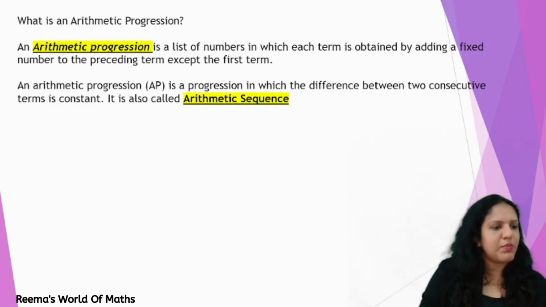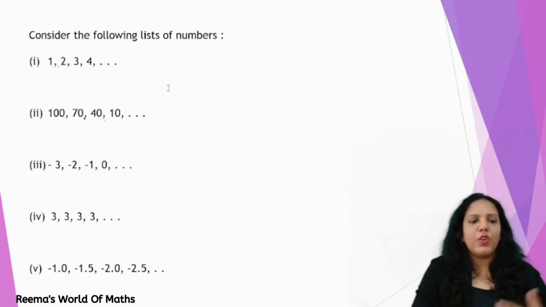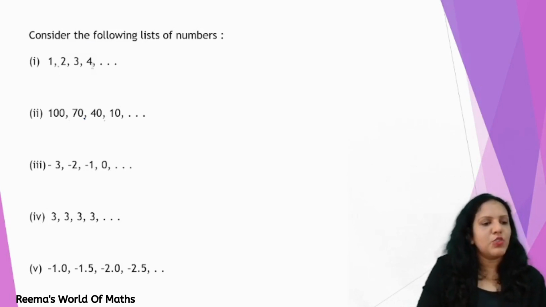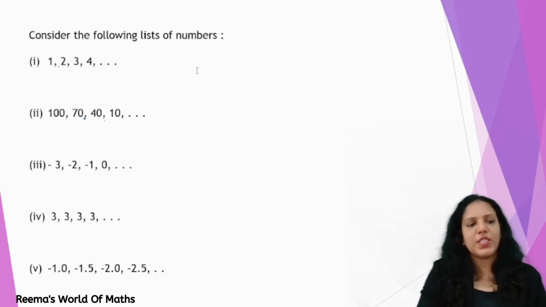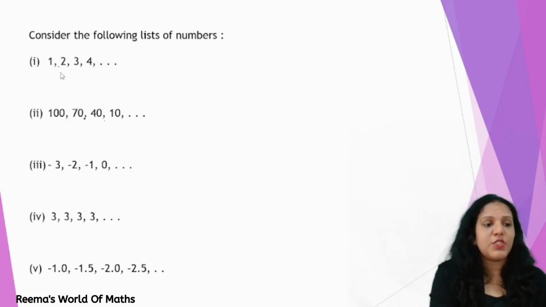Let's see a few lists of numbers. Consider the following list of numbers, which is 1, 2, 3, 4, 5, 6, 7, 8. So it is the counting numbers. So 1, 2, 3, 4, 5, 6, 7, 8. Here, is it an arithmetic progression?